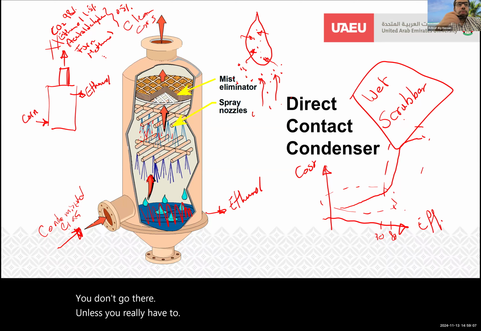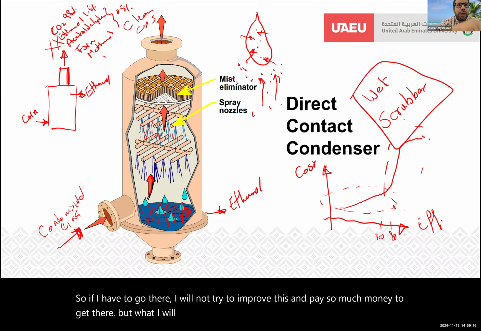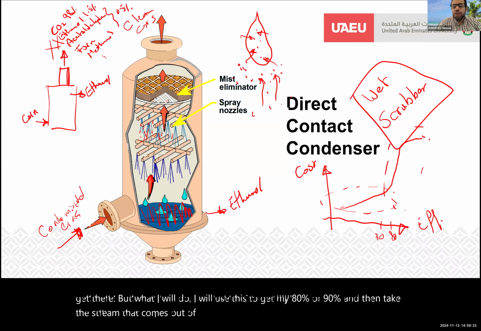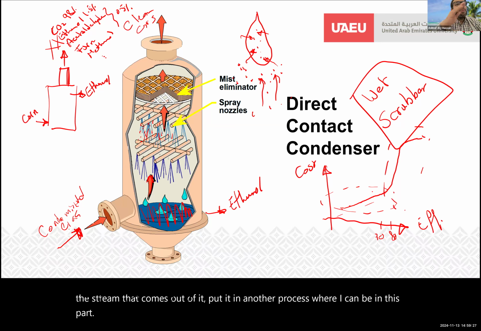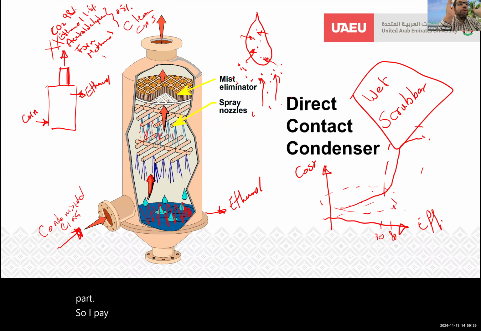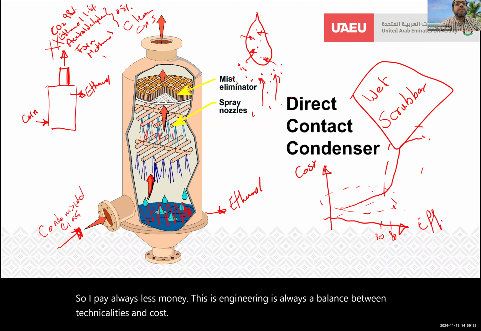So if I have to go there, I will not try to improve this and pay so much money to get there. But what I will do, I will use this to get my 80% or 90%, and then take the stream that comes out of it, put it in another process where I can be in this part. So I pay always less money. This is, engineering is always a balance between technicalities and cost. This is what the design is all about.